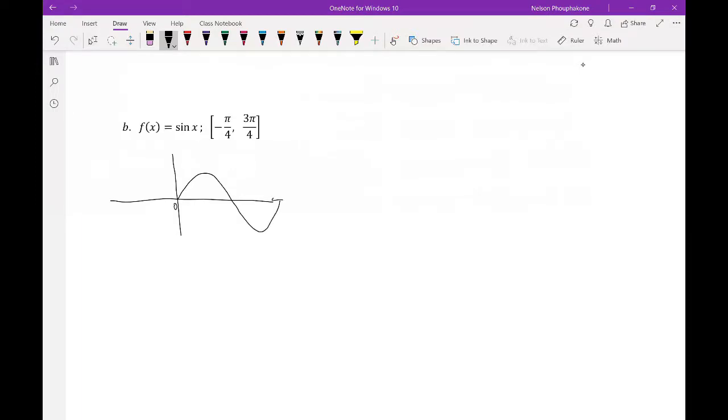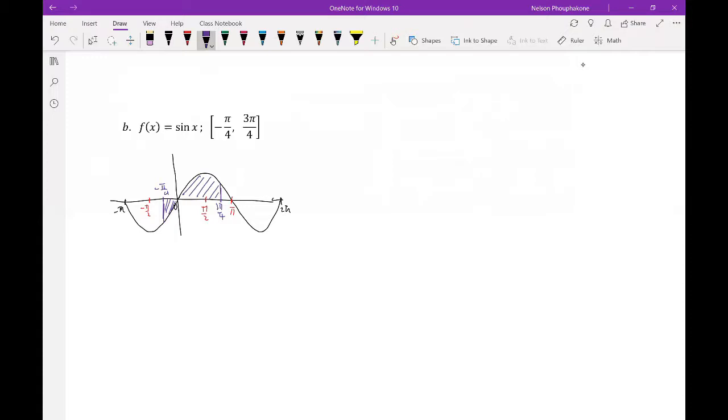Of course, this one is between 0 and 2 pi, but right now I need to have this between negative pi over 4. Now this one is pi over 2, this is pi, and this is negative pi over 2. So I'm looking for between negative pi over 4, from here to 3 pi over 4.